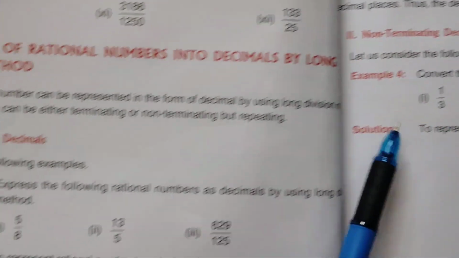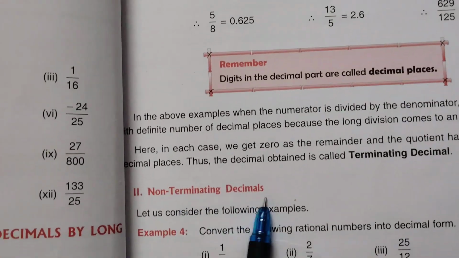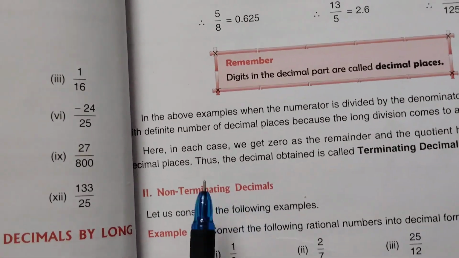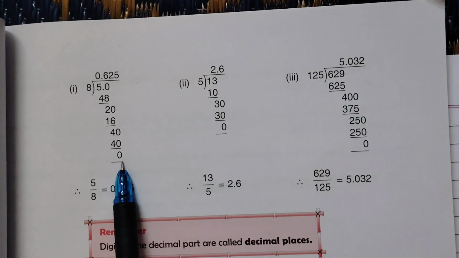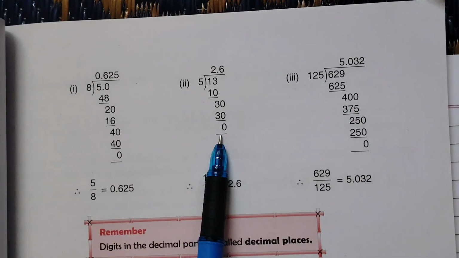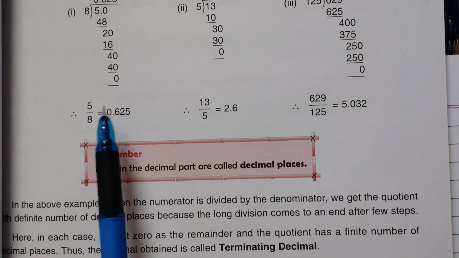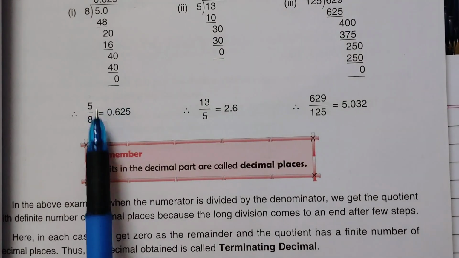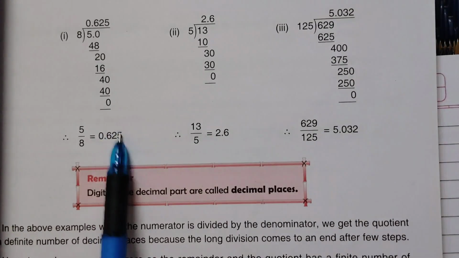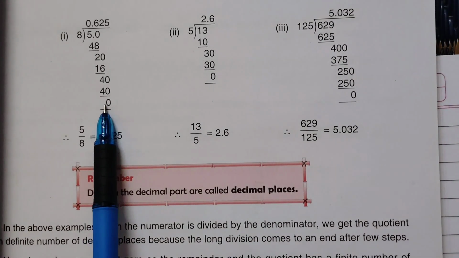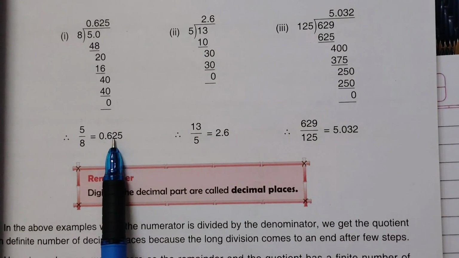Under this topic we have terminating decimals and non-terminating decimals. So what are terminating decimals? Here, if we see in this division, we get the remainder as 0. Whenever the remainder gets 0, the answer stops. So this is known as terminating decimals. The remainder is 0, so the answer is 0.625. Further we don't divide when the remainder gets 0. So this is known as terminating decimals.